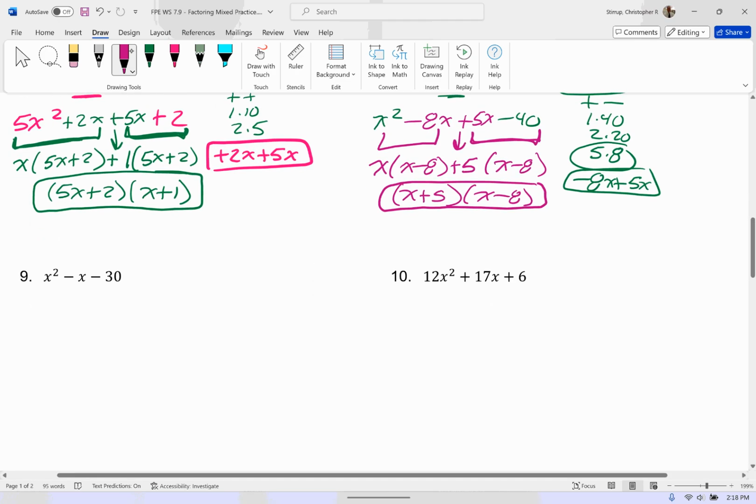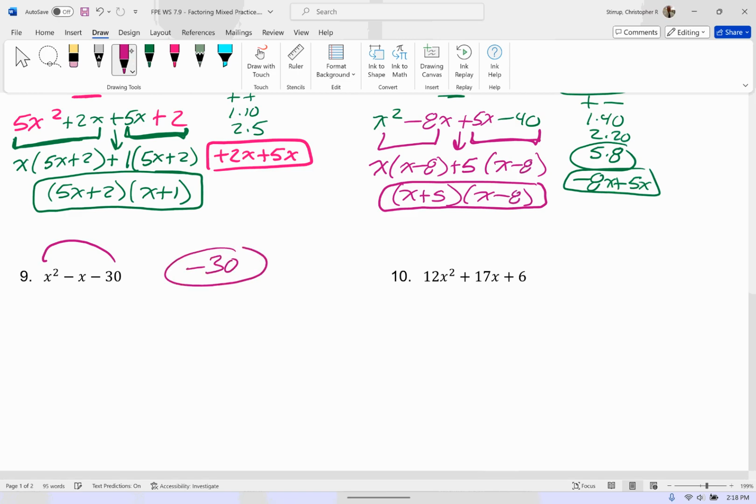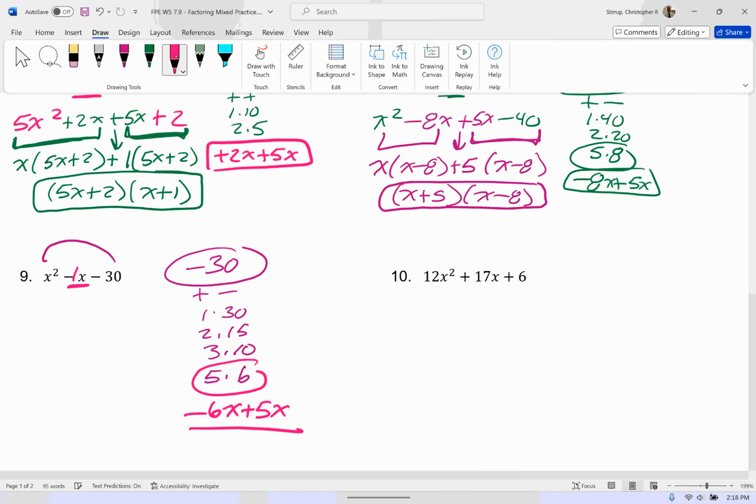All right. Number 9, fast way or old way? Old way. Negative 30. Agree? What are the signs? Positive, negative. Okay, 1 and 30, 2 and 15, 3 and 10, 5 and 6. Which one works? Yeah, there's going to be an X in there, definitely. Oh, negative 1x, right? Cool. Which one of those works? 5 and 6. So negative 6x plus 5x. That's going to squeeze in right there.